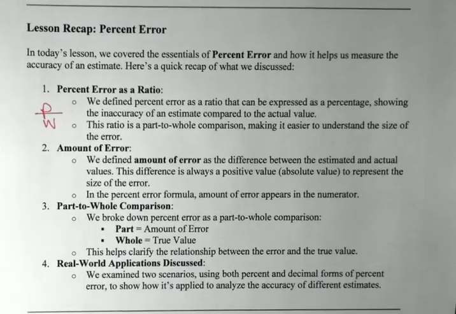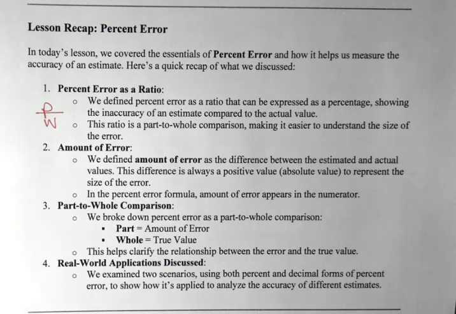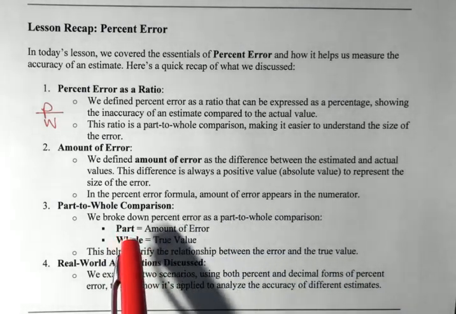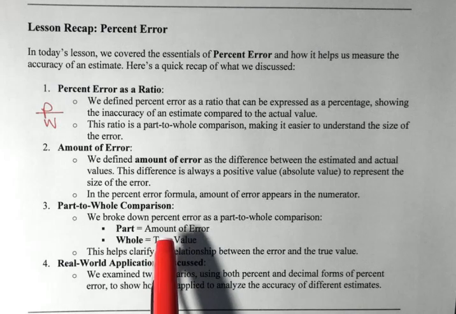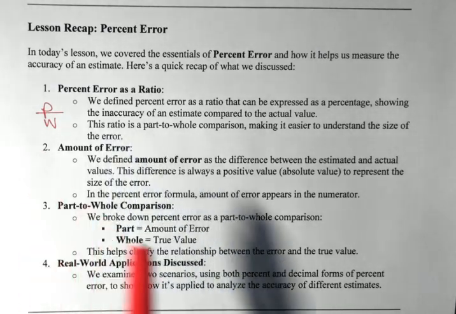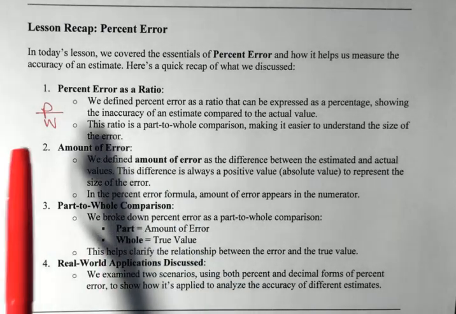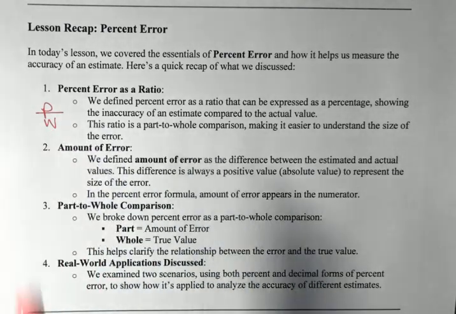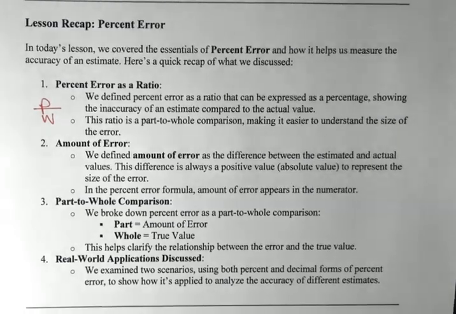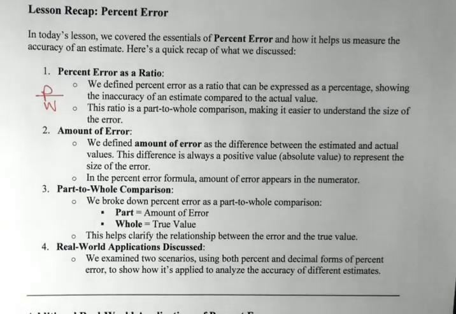In terms of our part to whole comparison, remember we need to understand what the part is. The part is going to be the amount of our error. So that will be our numerator. And then the whole is going to be our true value or the actual amount. And so that is going to be your denominator. So that just helps us to understand the relationship between the error and the true values.